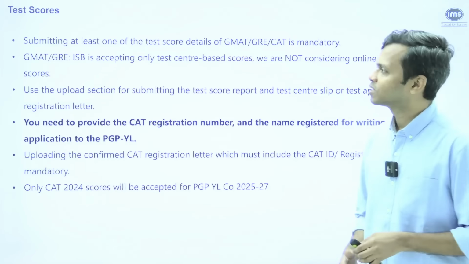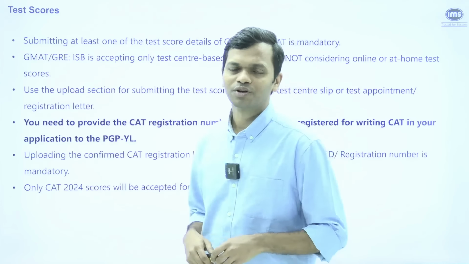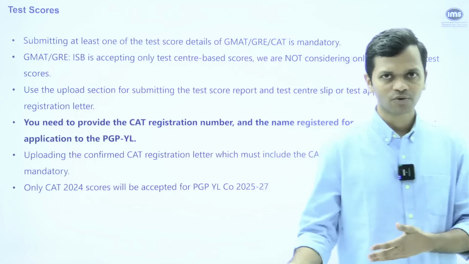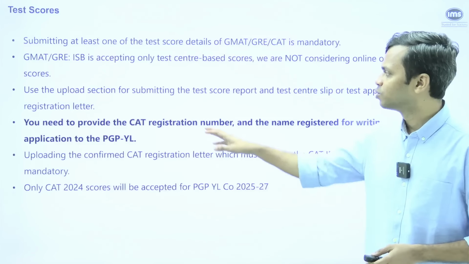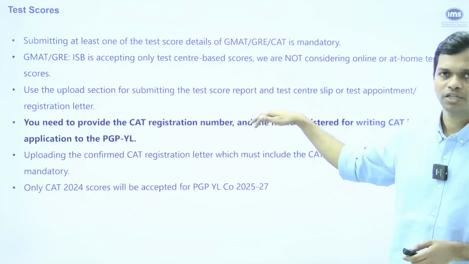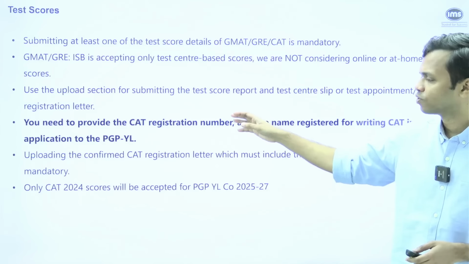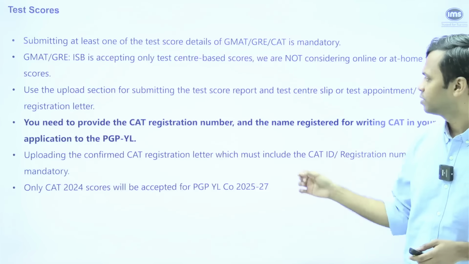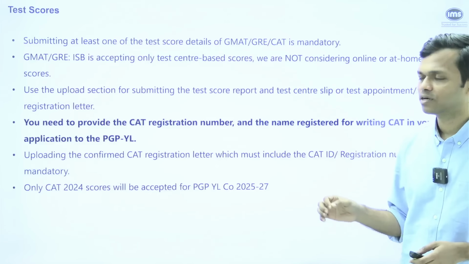The test score part is again pretty straightforward. Whatever test that you have taken, whether it is GMAT, GRE or CAT, of course you will be appearing for it, but you need to provide the CAT registration number. So those of you who already have GMAT, GRE scores, you can enter them. Those of you who are going to apply with your CAT score, you need to provide the CAT registration number and the name registered for writing CAT in your application, right?